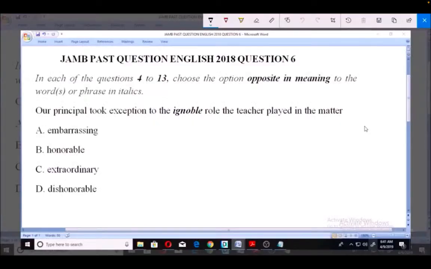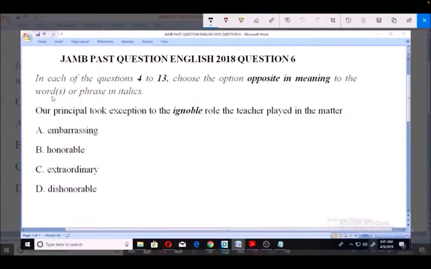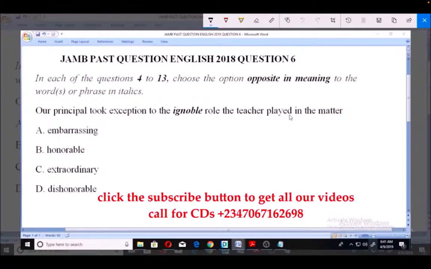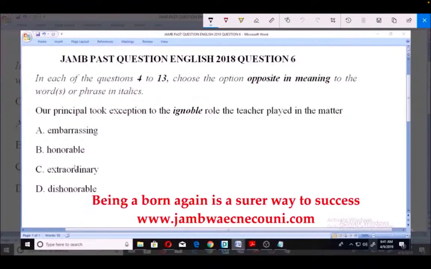Hello, welcome. Let's look at this JAMB past question, English 2018, question number 6. In each of the questions 4 to 13, choose the option opposite in meaning to the word or words or phrase in italics. Our principal took exception to the ignoble role the teacher played in the matter. The word we are looking at is ignoble, and the options are A, embarrassing, B, honorable, C, extraordinary, D, dishonorable.